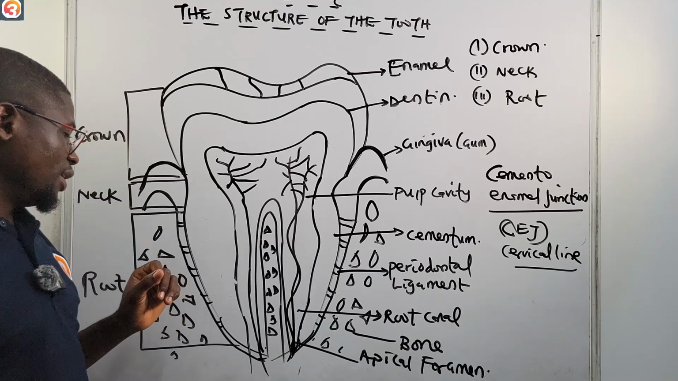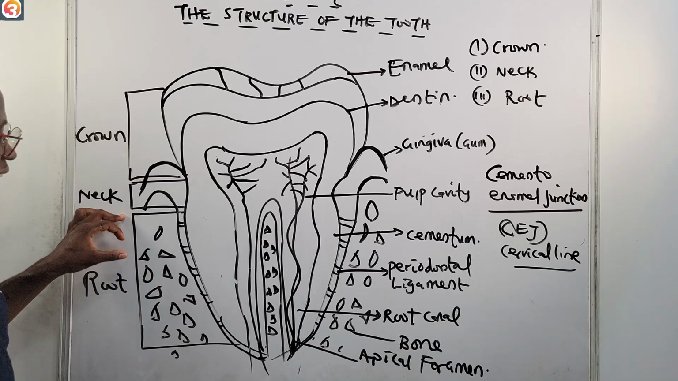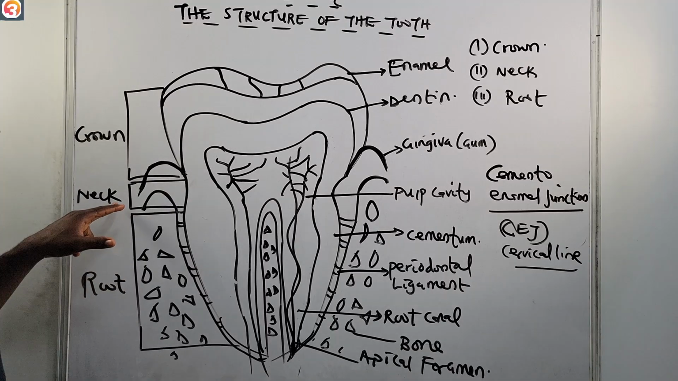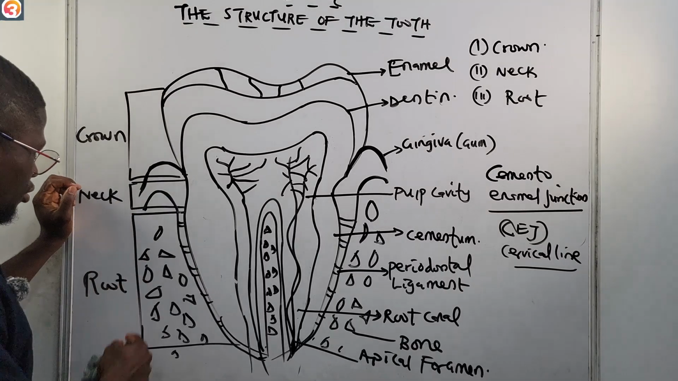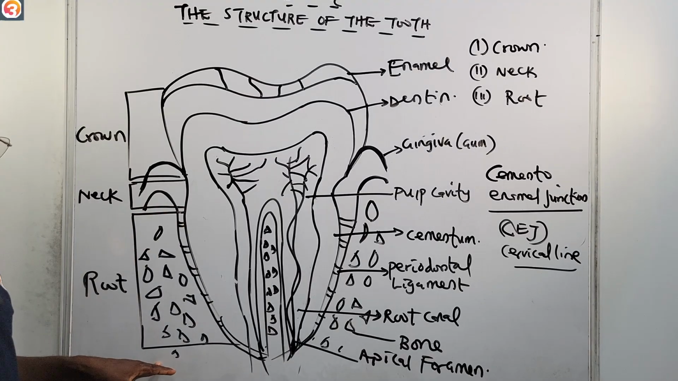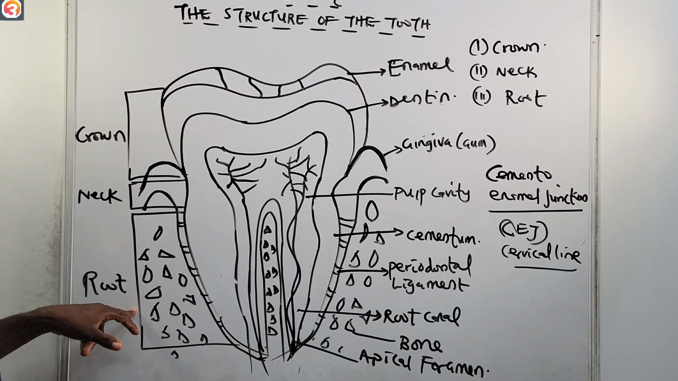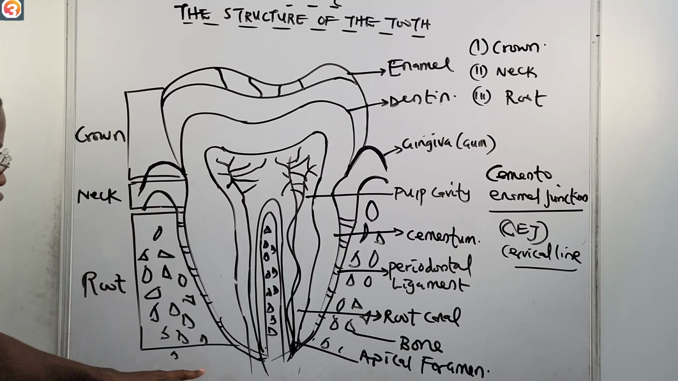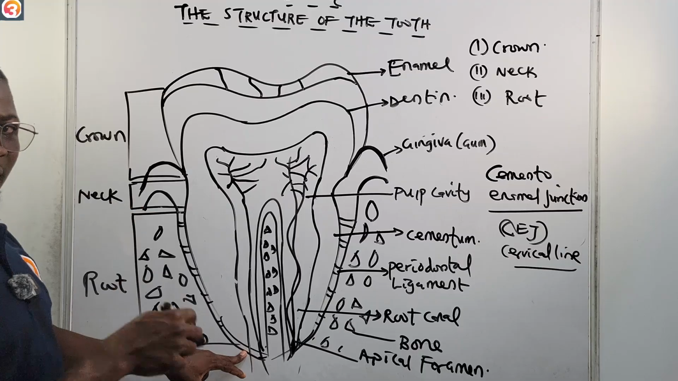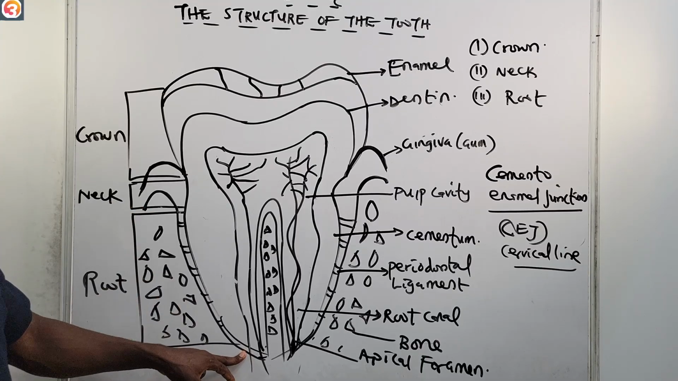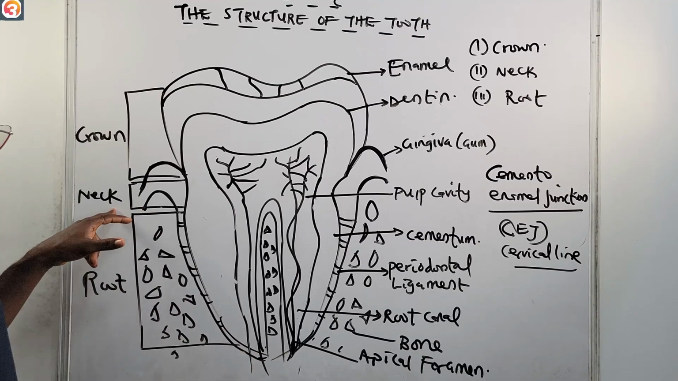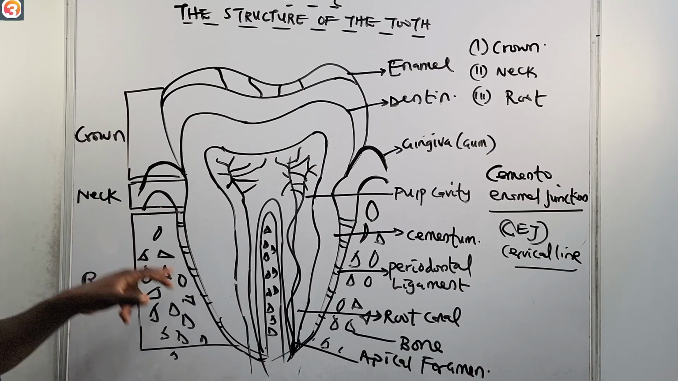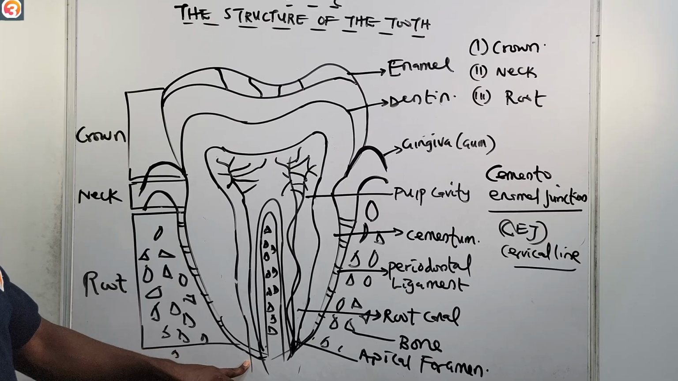Now we'll talk about the root. The root is the larger portion extending out of the neck. You can see that after the neck we now have the root. The root extends from the cemento-enamel junction, or the cervical line, to the root's apex, the tip of the root. Please take note of that.